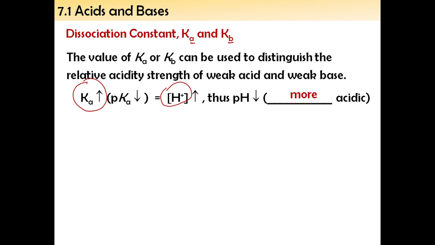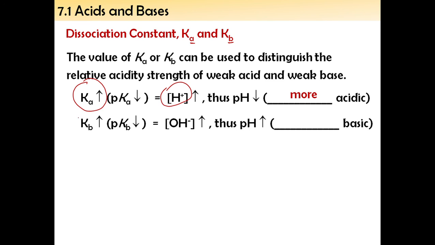Untuk Kb pula, for base, so Kb adalah dissociation constant for base. Lagi besar nilai Kb, lagi senang dissociate dan menghasilkan OH-. Kalau OH- adalah banyak terhasil, dalam solution tersebut bermaksud more basic.